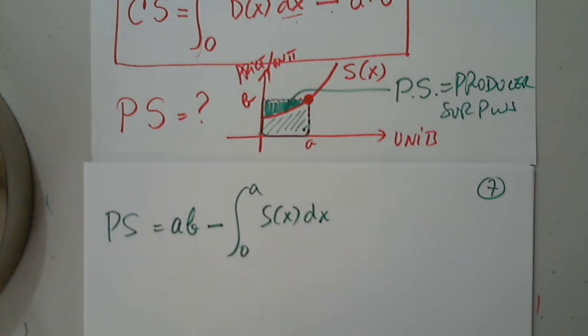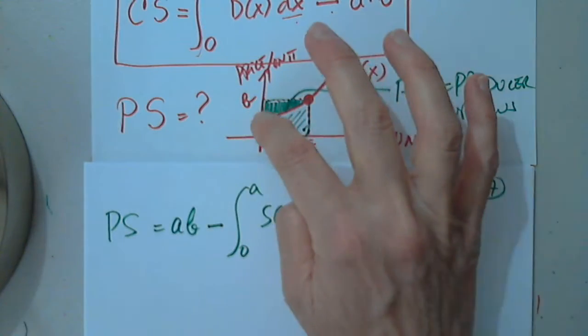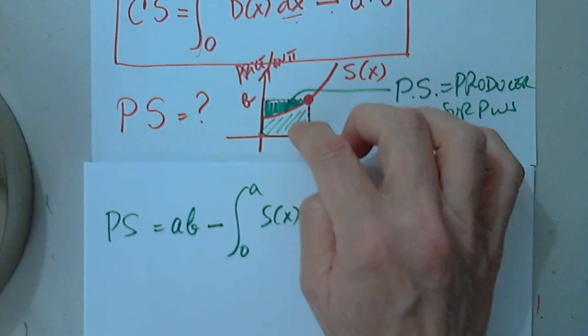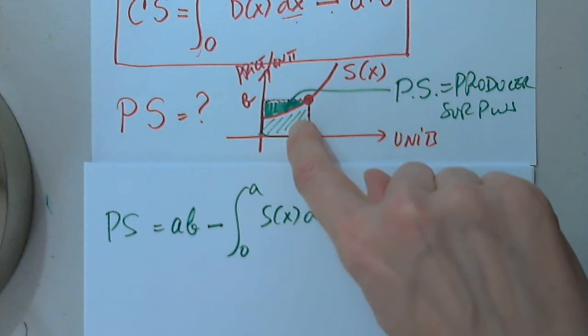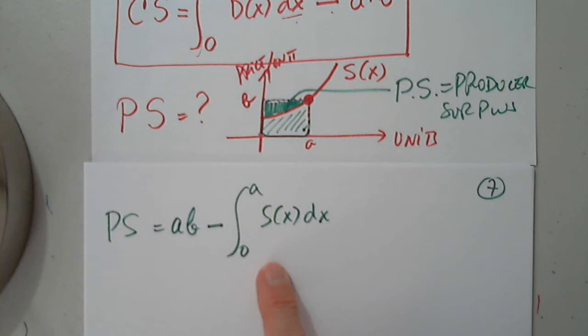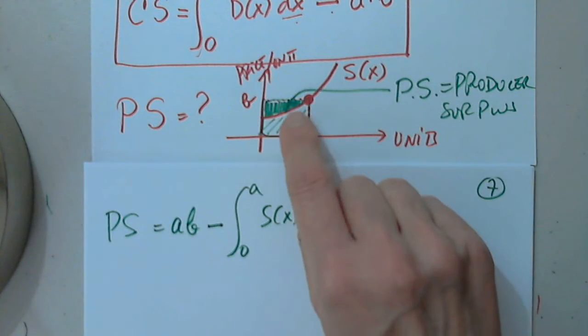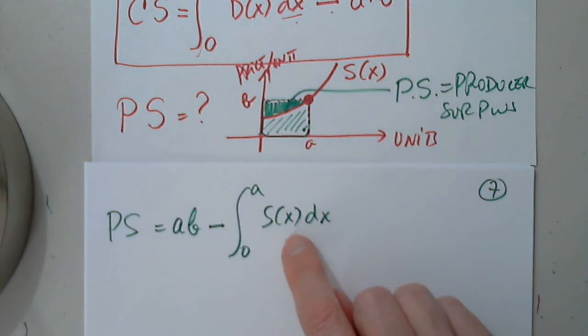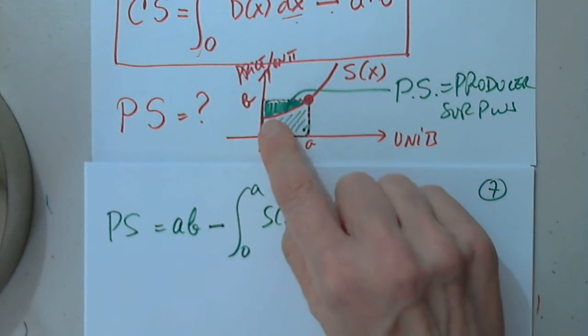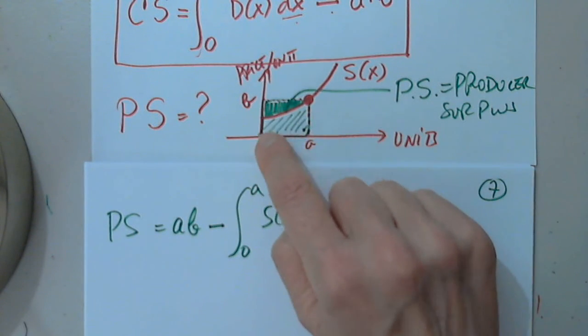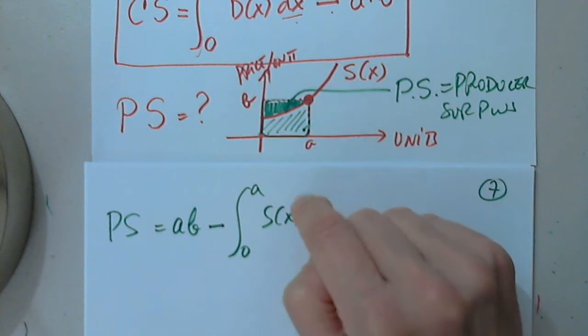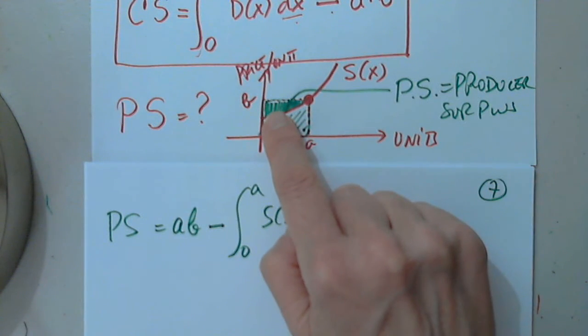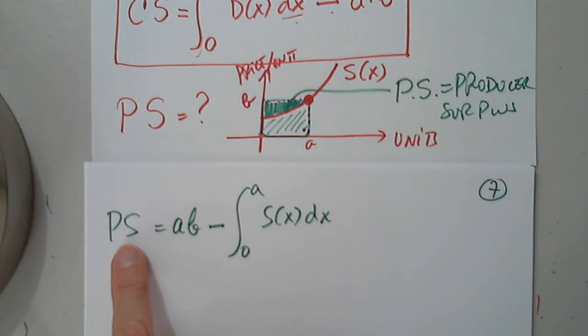Excellent. Yes, perfect. So it's the entire area of the rectangle from which I subtract what we know this means. The integral from 0 to a of s of x dx is nothing else but the area under the graph. That's how we started chapter 4, with area under graphs. So from this, subtracting the area underneath, I get the green area that is the producer surplus for any point.